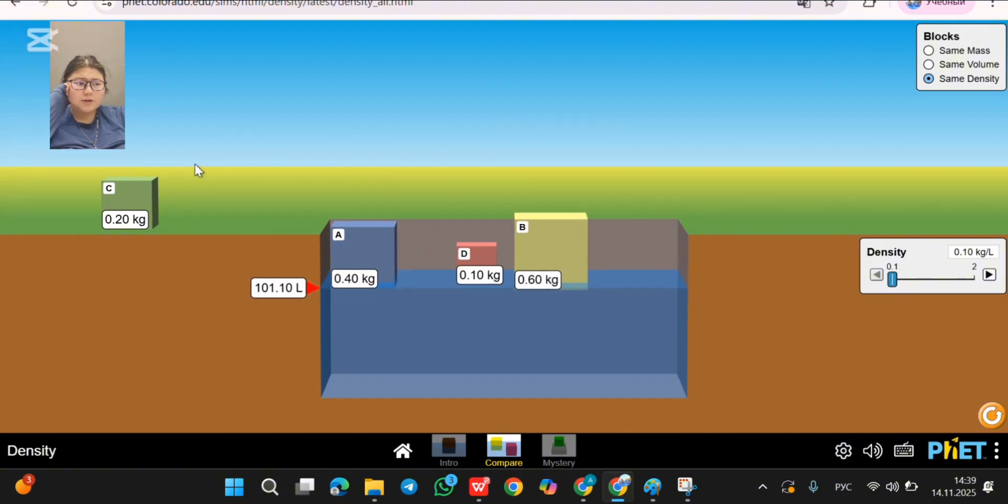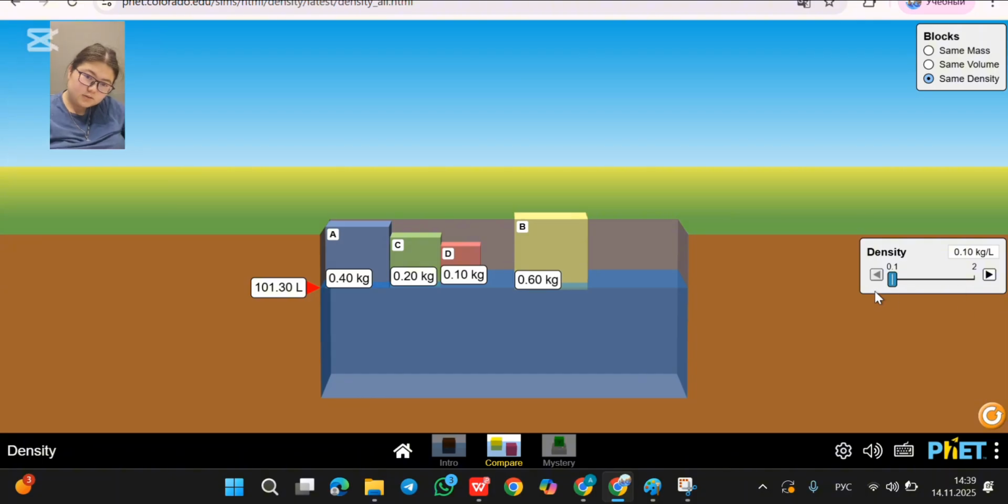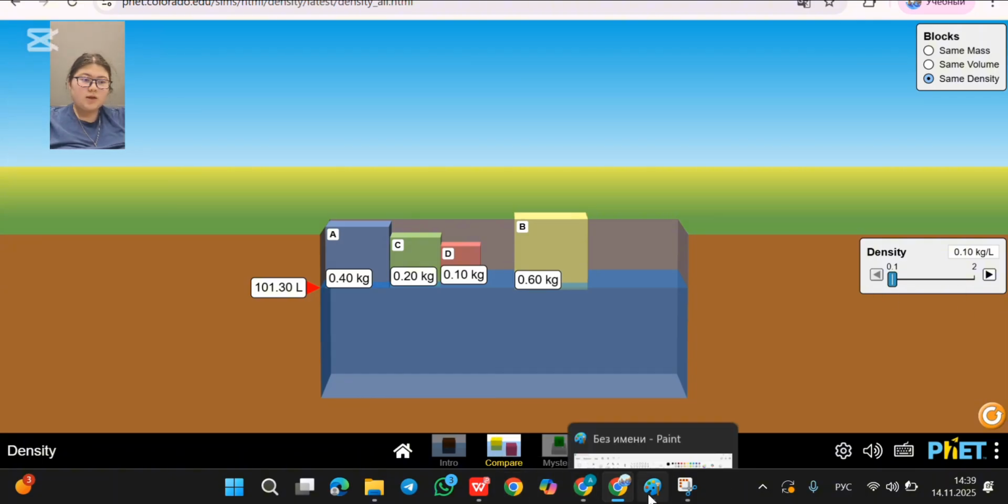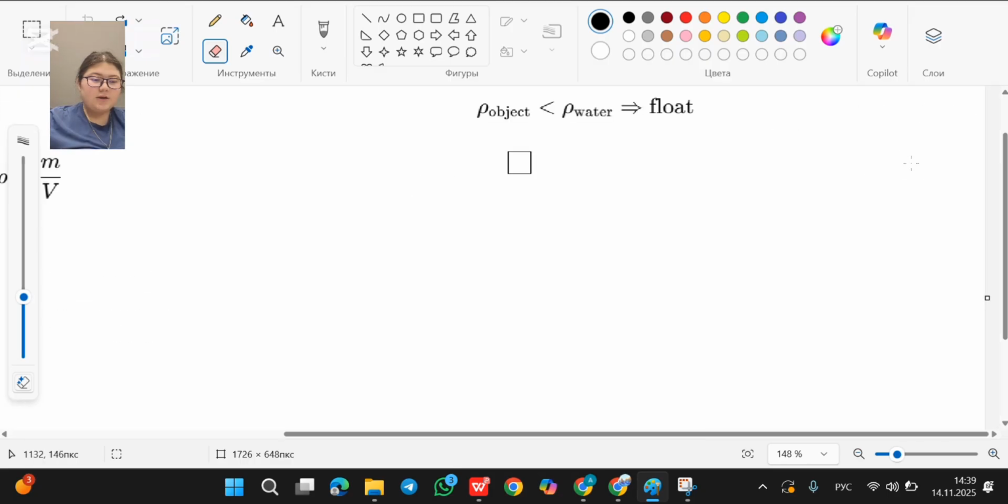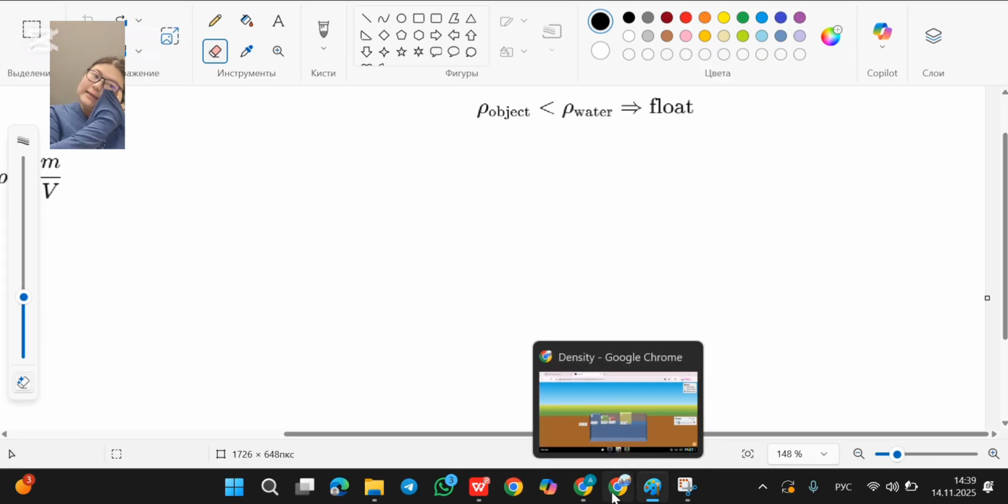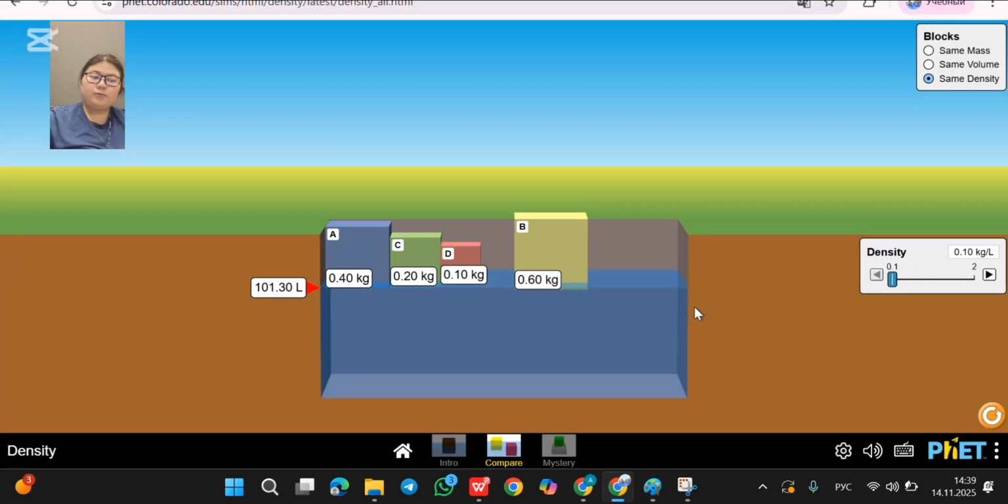In the next experiment, we're gonna have the same density. Here we can see that all the blocks float, but we have a very important part: the object's density should be smaller than water's. In that case, and only in that case, it will float.